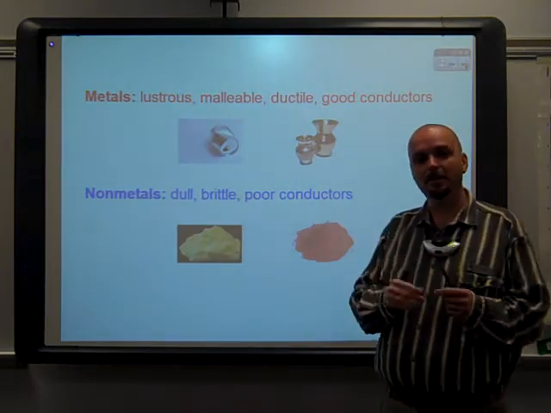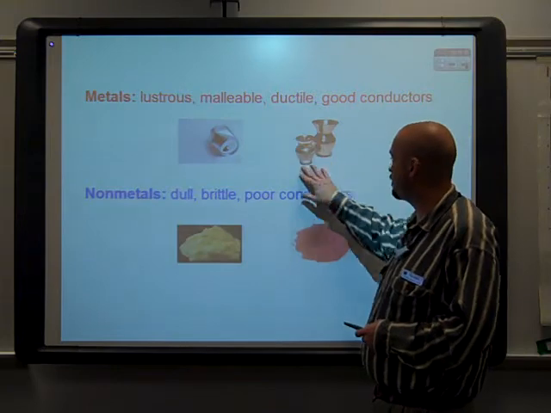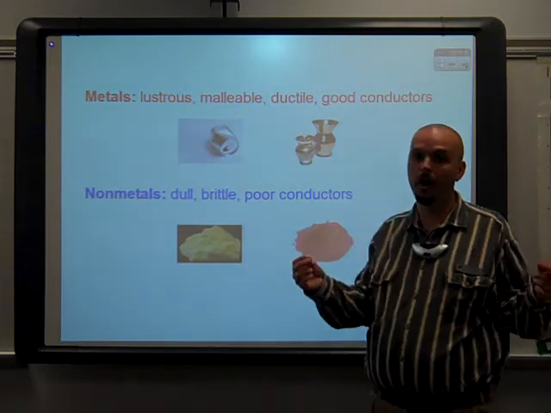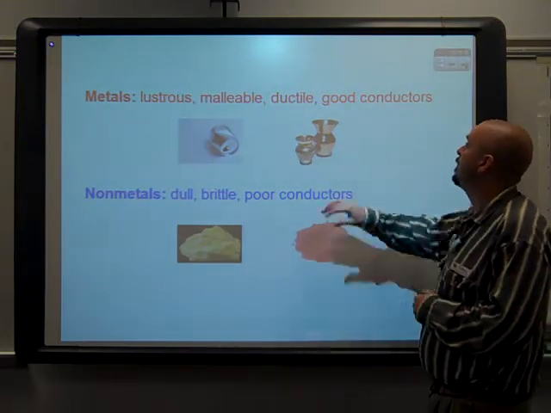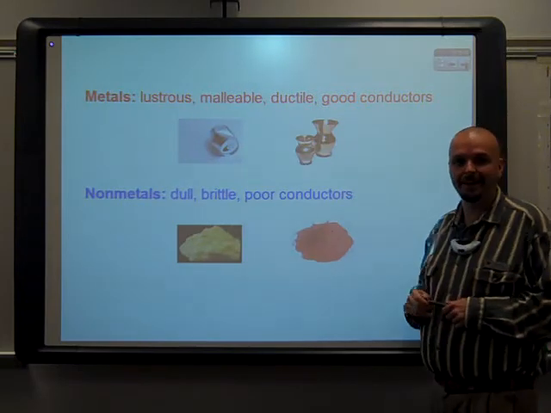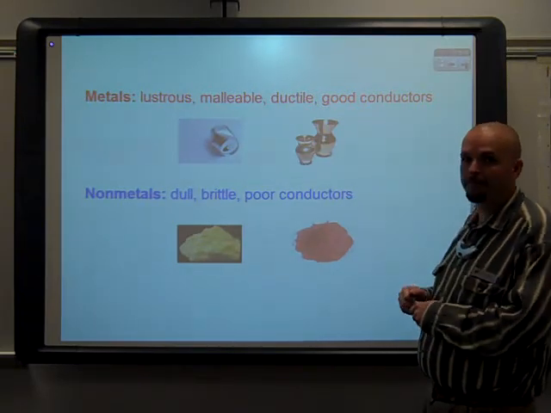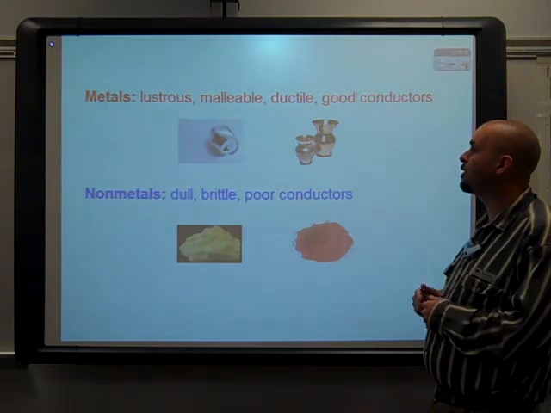They're ductile. That means they can be drawn into wires. This is a copper in the form of a vase. We can draw that into a wire by pulling on it. They are good conductors of both heat and electricity. That's why we make our pots and pans out of them. We make our wires out of them.